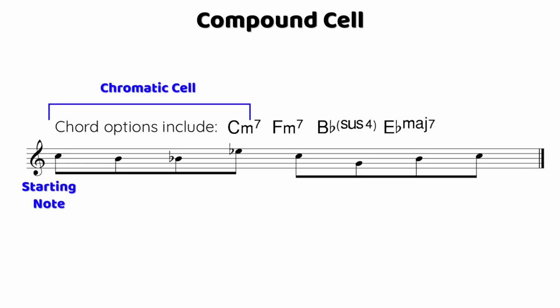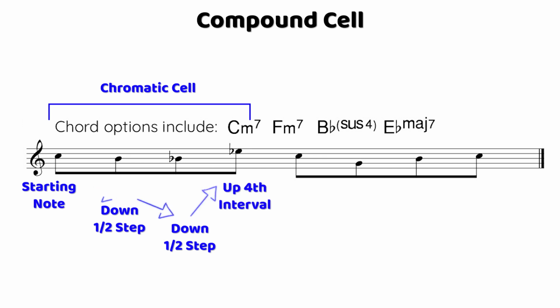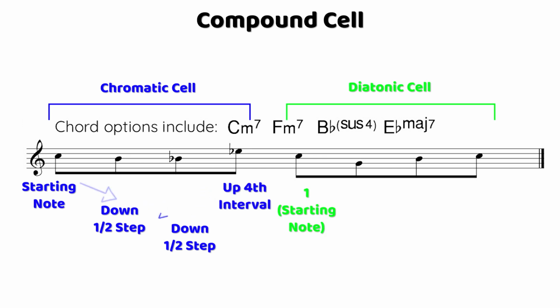With the first cell in this compound cell, you'll see that you step down a couple half steps and then you jump up a 4th. After that, you go back to the original starting note of that last cell and you do another cell that ends up being diatonic. Putting both of these individual cells together sounds like this.